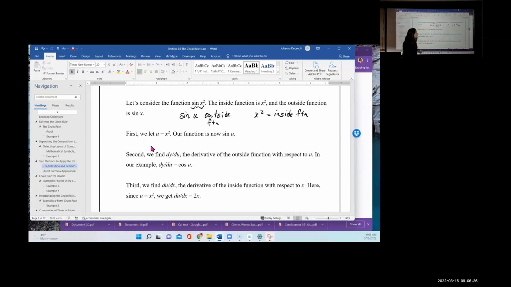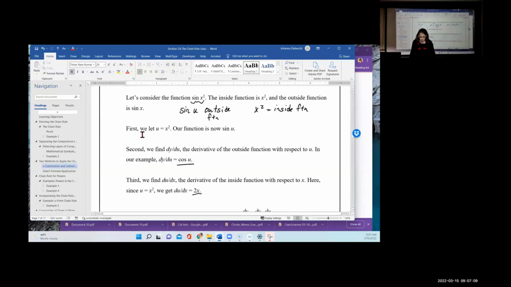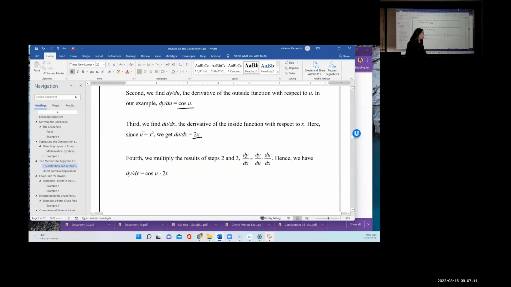So then when we apply the steps using Leibniz's notation, we take the derivative of the outside function, which is now written as sine of U, with respect to U. So the derivative of sine of U would, of course, be cosine of U. And then we take the derivative of the inside function, which is X squared, with respect to X, which would give us 2X. Then we multiply the two parts together, which gives us cosine of U times 2X.